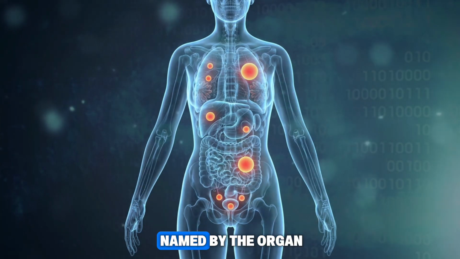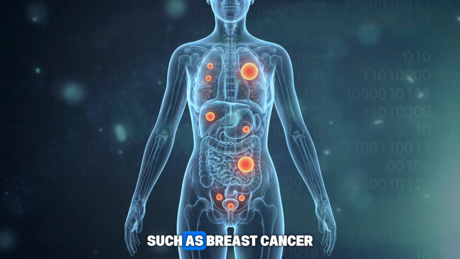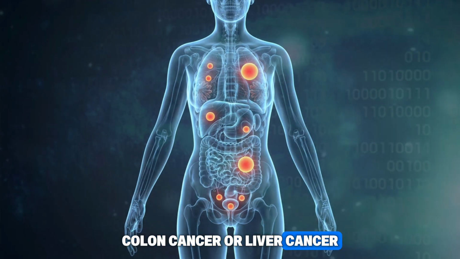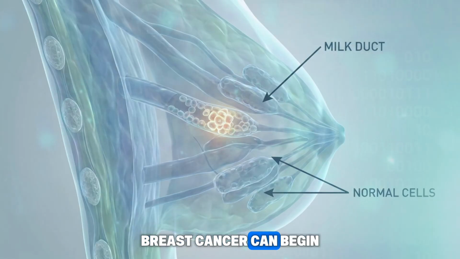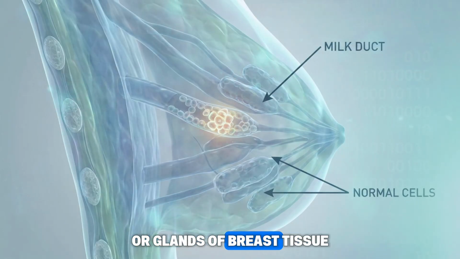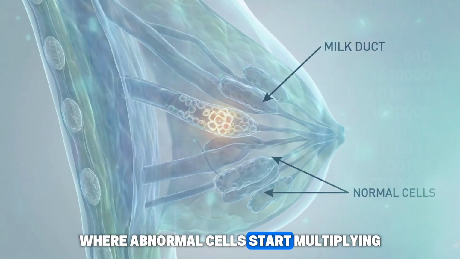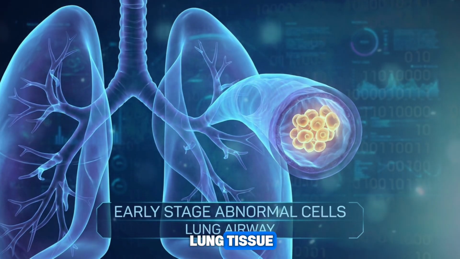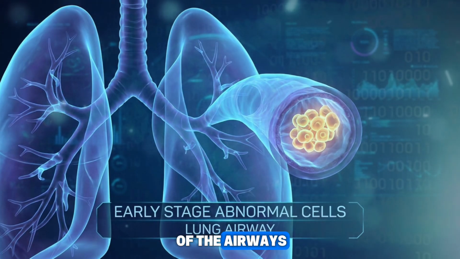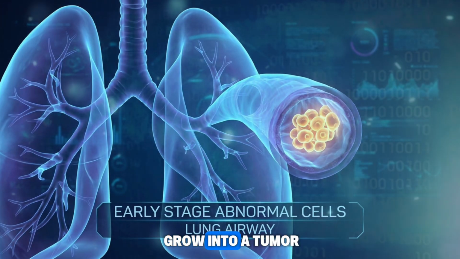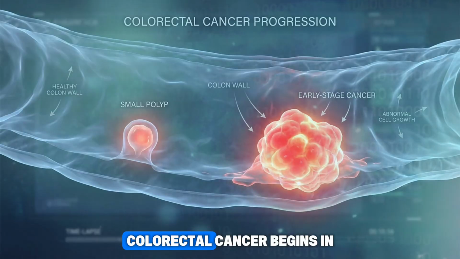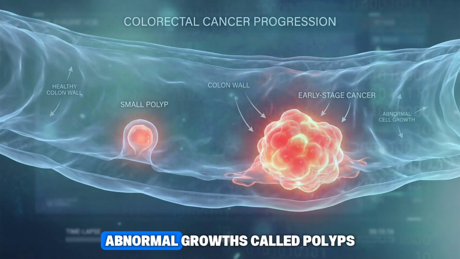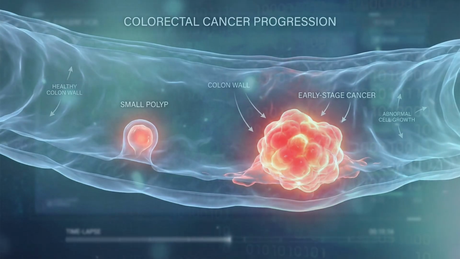Cancer can also be named by the organ where it starts, such as breast cancer, lung cancer, colon cancer, or liver cancer. Breast cancer can begin in the milk ducts or glands of breast tissue, where abnormal cells start multiplying. Lung cancer begins in lung tissue, often in the lining of the airways, where abnormal cells can grow into a tumor. Colorectal cancer begins in the colon or rectum and may develop from small abnormal growths called polyps.